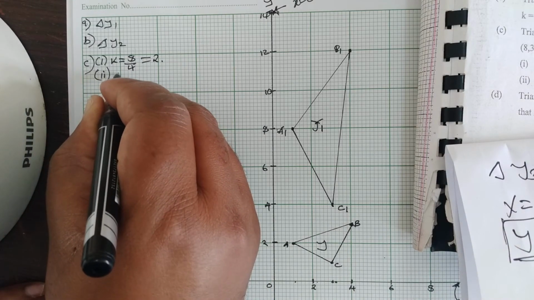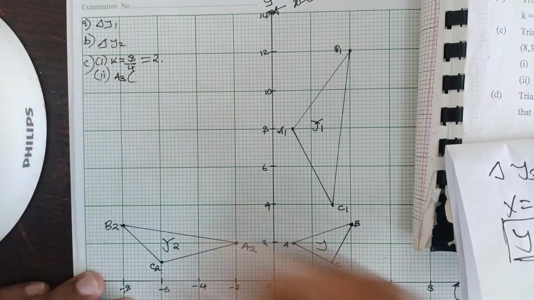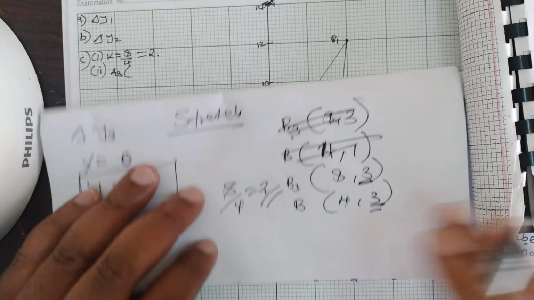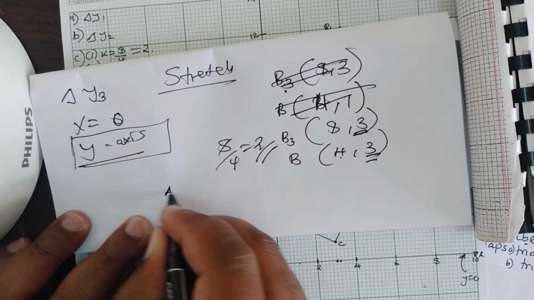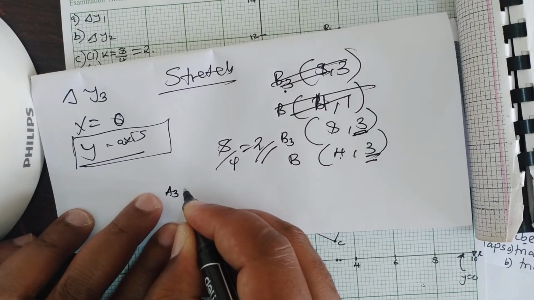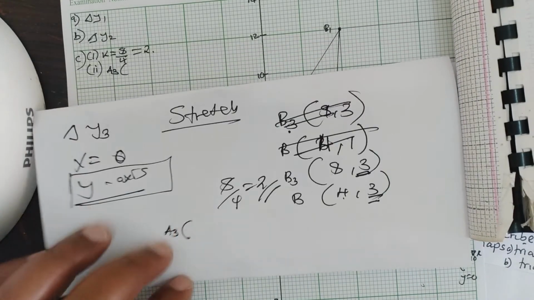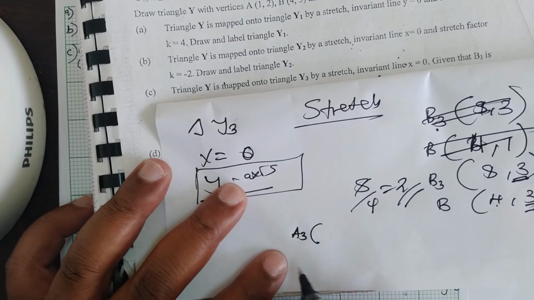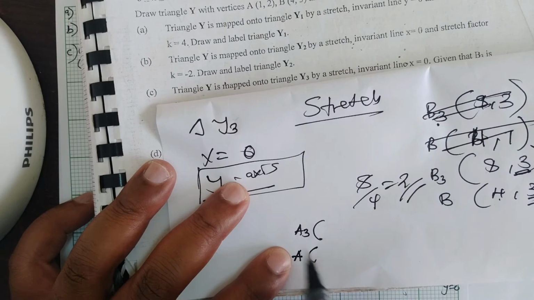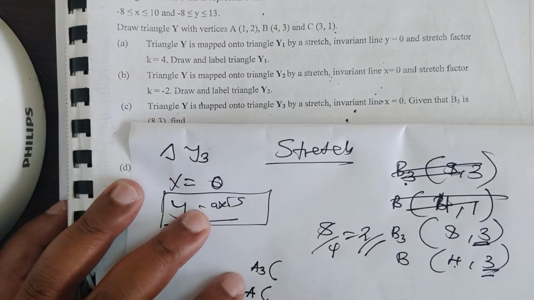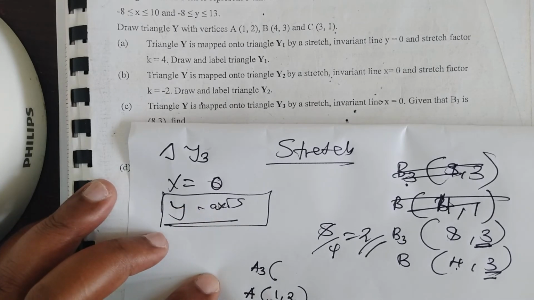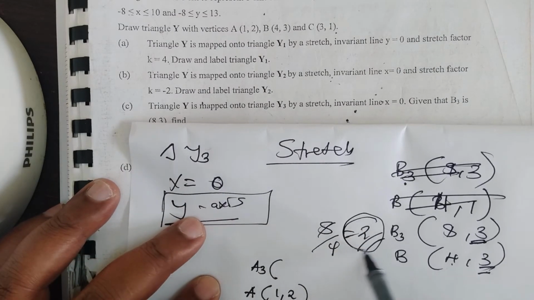A3. So I'm going to say A3. What are the coordinates? For us to find the coordinates of A3, we'll say, for A3, what are the coordinates of A? If you look at the coordinates of A, they are 1 comma 2. And what is our scale factor now? It is 2. We found 2.